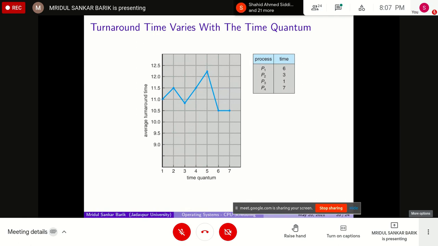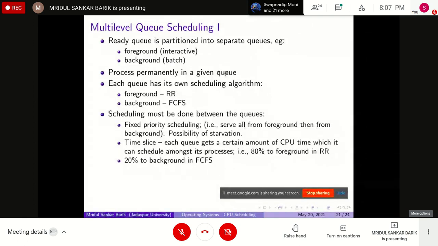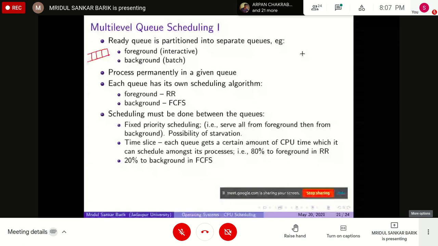Okay, so far, in whatever CPU scheduling strategies we have studied, there was a single ready queue, which contains all the processes which are in ready state. Now in multi-level queue scheduling, the ready queue is partitioned into separate queues. So previously we had only one queue of processes, now we have two queues. One queue is for foreground processes, those that are interactive in nature, and another is a queue of processes which are background in nature, like batch jobs or number crunching applications, CPU bound jobs.